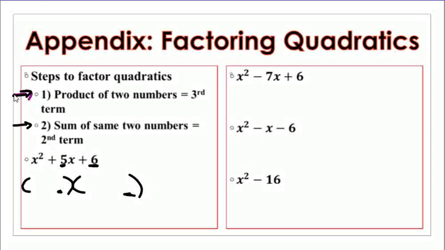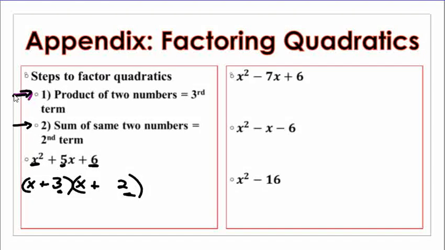So what is your first term in each binomial? It's whatever this term is. So if it's x squared, in order to get an x squared, I just multiply it by itself. So x times x gives me x squared. And now I need to think, what two numbers do I multiply to get 6, but add those same two numbers and get 5? This would be 3 and 2, because 3 times 2 is 6. 3 plus 2 is 5.